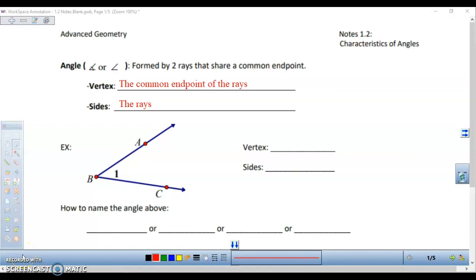Hey, advanced geometry students, Mr. Donaldson here again, and today we're going to talk about angles. All right, we'll define them and we'll talk about some of the characteristics of angles.